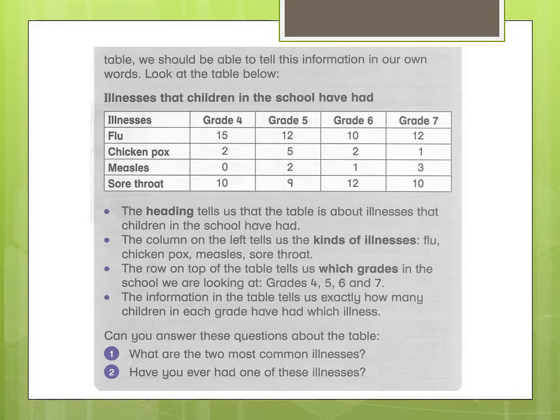Just to recap, the heading tells us what the table is about, right? The left column gives us the types of illnesses, because in this case, illnesses. And then the middle will give you the information, and the top row is where you put the different grades.